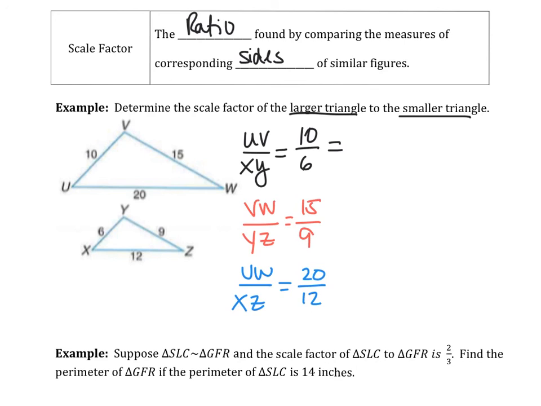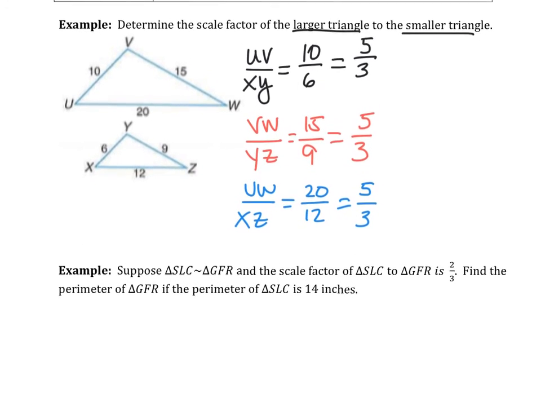10 and 6, I can divide them both by 2. 10 divided by 2 is 5. 6 divided by 2 is 3. 15 and 9, I can divide those both by 3. 15 divided by 3 is 5. 9 divided by 3 is 3. And then the last one, 20 and 12, I can divide those both by 4, and I get 5 over 3. So the scale factor from the larger triangle to the small triangle is 5/3. And again, that's just by using those ratios.